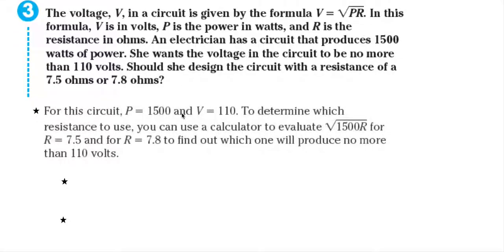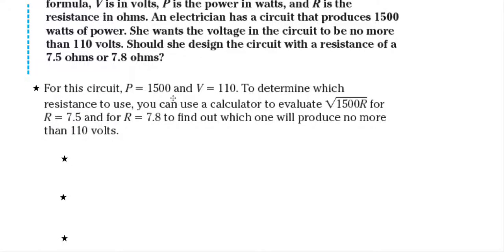This is what we know. For the circuit, P equals 1500, V equals 110. To determine which resistance to use, you can use the calculator to evaluate radical 1500R for R equals 7.5 and for R equals 7.8 to find out which one will produce no more than 110 volts.